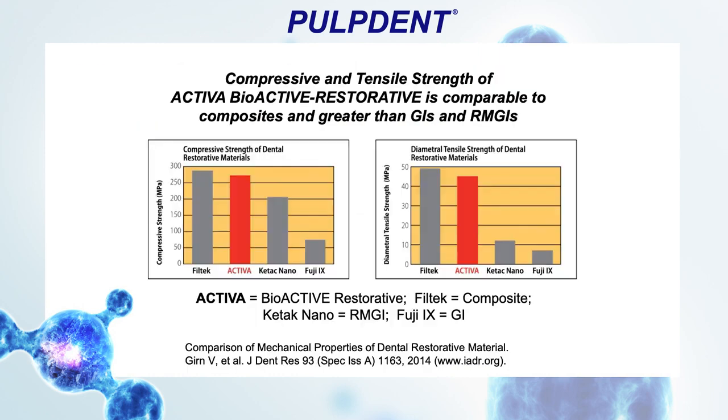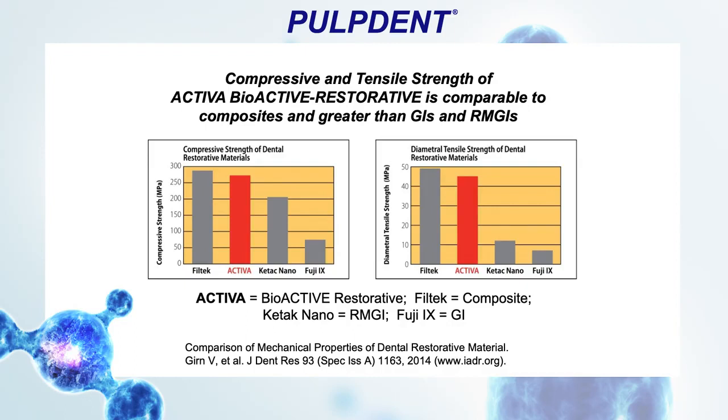Now, these slides are interesting because it's a comparison between today's restorative materials and ACTIVA as far as compressive strength and diametral tensile strength. ACTIVA really doesn't know whether it's a composite, a resin, an ionic resin, if it's part calcium, is it like glass ionomer or resin modified ionomer? Well, it has some of the characteristics of both of these materials.